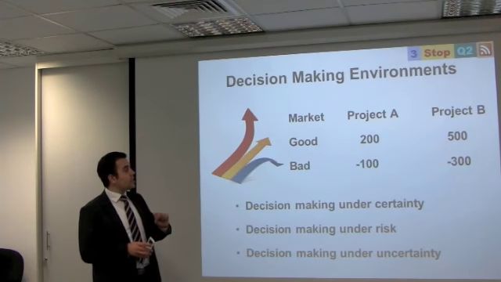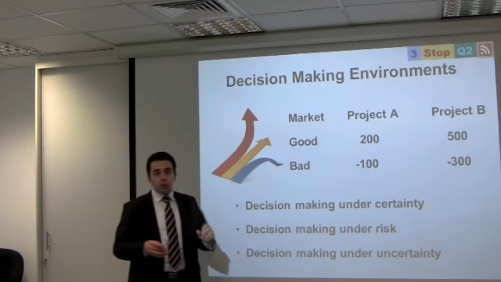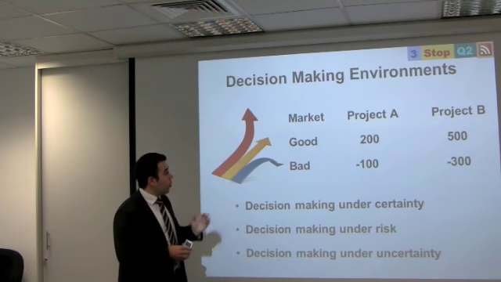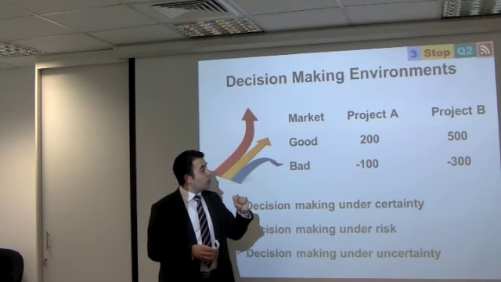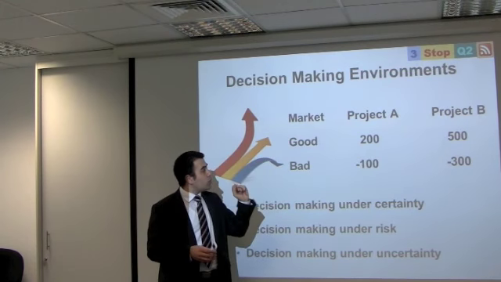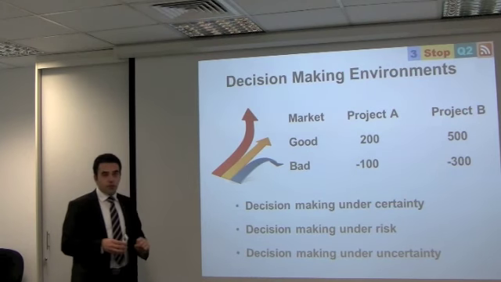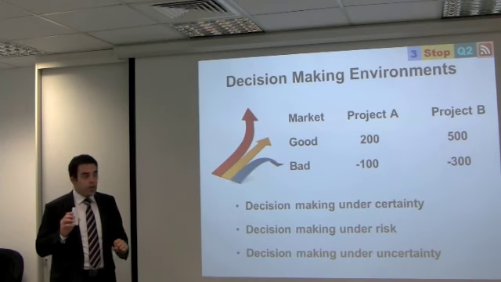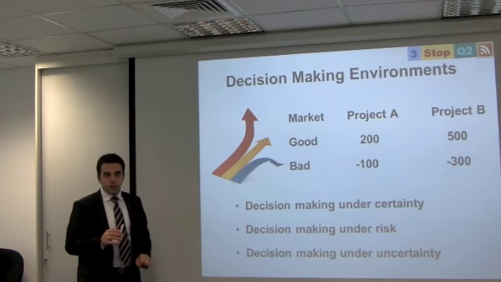So let me go over this example. We have a project A and a project B. Do you remember, project A is about opening a store, project B is about opening an e-store. If the market is good, project A will make 200, project B will make 500. If the market is bad, project A will lose 100, project B will lose 300. Okay. Now here's my question to you. At what level of risk are we operating?